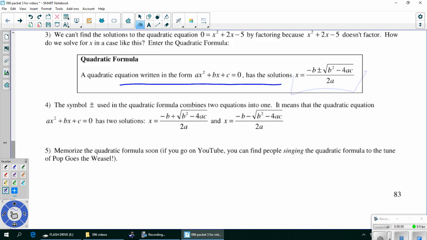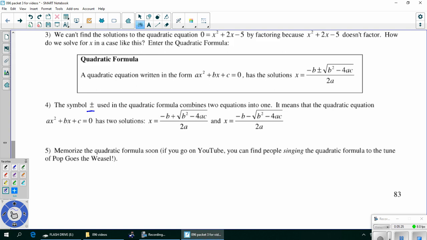A quadratic equation written in the form ax squared plus bx plus c equals 0 has the solutions x equals negative b plus or minus the square root of b squared minus 4ac, all divided by 2a. So we're going to see that in play. We'll do two big examples with this quadratic formula in the demo here.